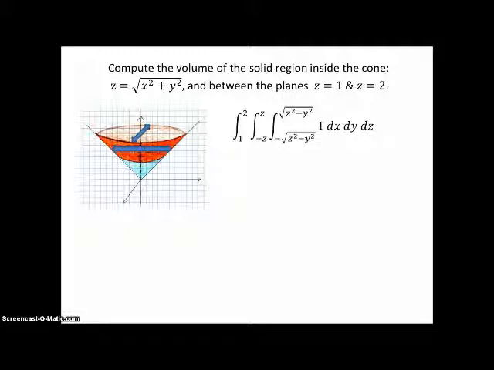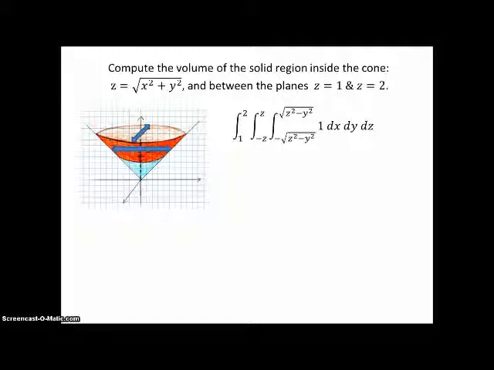X is going to travel from one side of the cone to the other, and I got that by taking z equal the square root of x squared plus y squared and solving for x. And then y is going to travel between those two lines, so basically negative z and positive z since they're at 45-degree angles. And then finally, we integrate with respect to z from 1 to 2. So let's see how that works out.